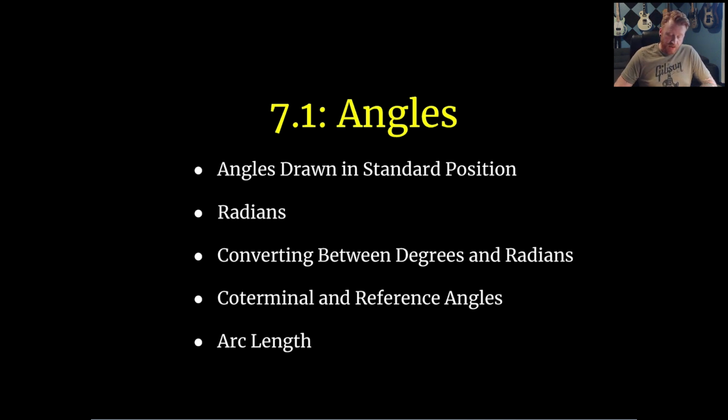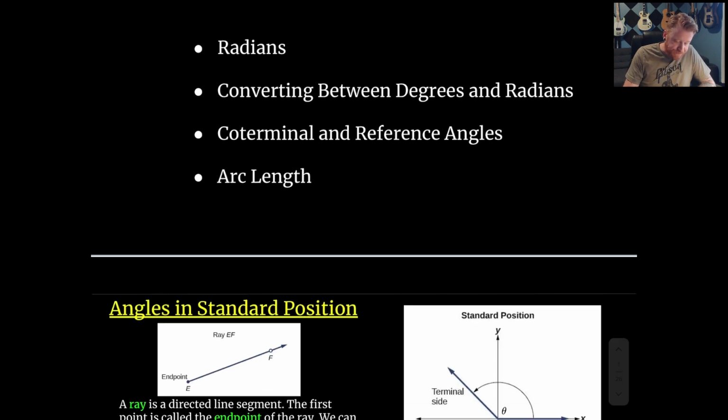We'll look at what a coterminal angle is and what a reference angle is. And then we'll talk about the arc length of a sector. If we know the measure of the angle that creates it and the length of the radius, then we can find the measure of that arc length.